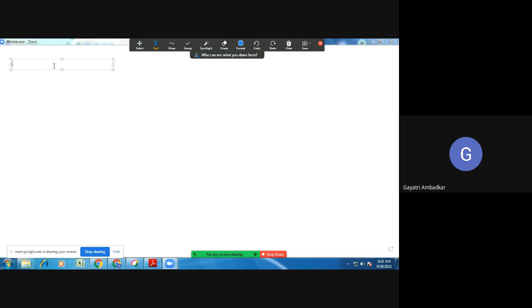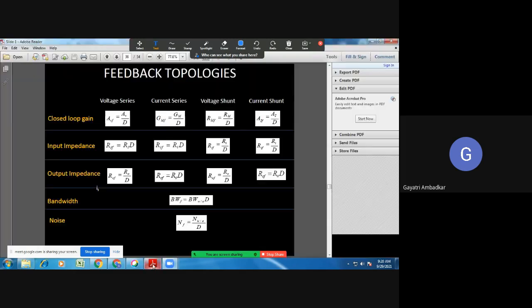Before that, let's revise the input and output impedances. So when it's a voltage series feedback, what happens to input impedance? How to remember this? Look at the name of the amplifier. Look at the first letter and second letter. First letter is what you are sampling. Second letter is how you are mixing.